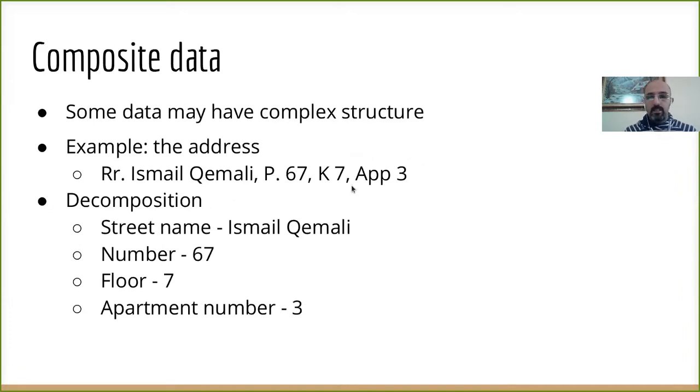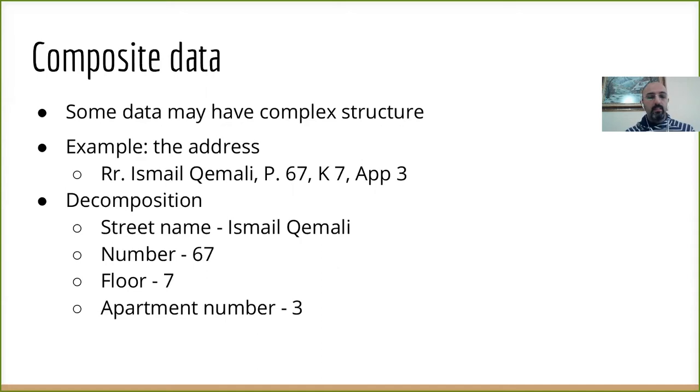In other cases, we might need to express some more complex data. Let's take, for example, the home address. In the slide, there is an example of an Albanian address system, like rruga Specimale, Palati 67, Kati 7, Apartamenti 3. So this is a classical Albanian mail address. Apparently, it looks like a string with some text.